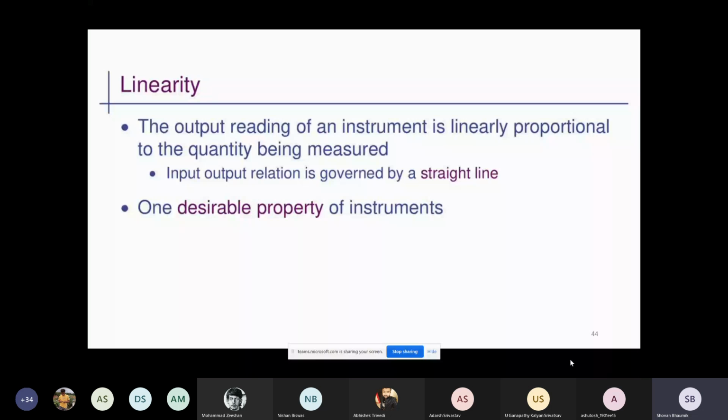There are a few things you need to do. First thing you can do is linearize. Suppose you have a non-linear relationship, you linearize it using Taylor series expansion or something else. Then if you linearize it, you will get a linearized expression, a linearized relationship.